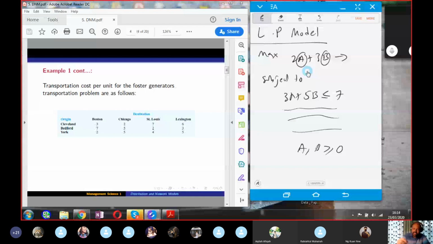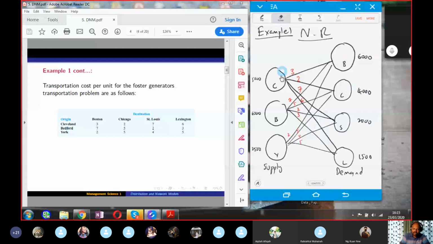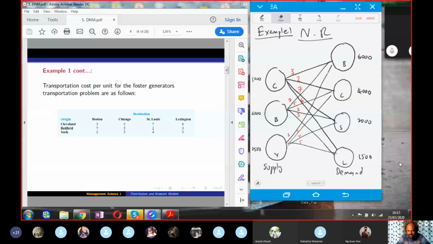When the question asks you to develop a linear programming model for this network representation, first of all, we have to give a notation for each quantity from one supply to a destination. So how are we going to identify quantities? How are we going to give notation for the quantities?